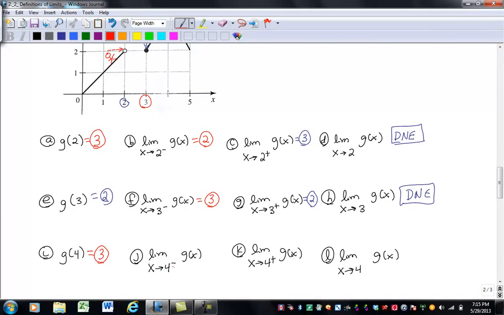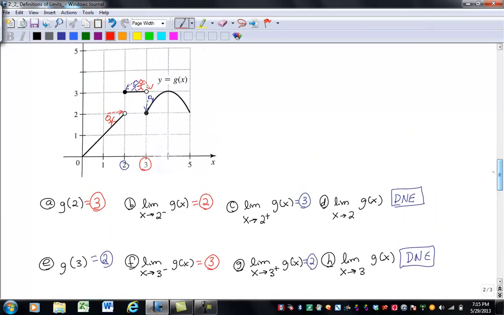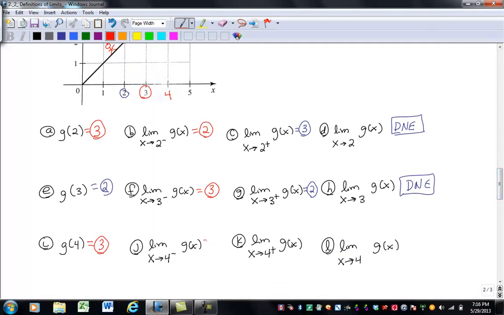Now j is the limit as I approach 4 from the left. So I have to draw a little stick figure to the left of 4 and look over and see what I think the y value will be. And when I look at x equals 4, it looks like the y value will be 3. So the limit from the left is 3.